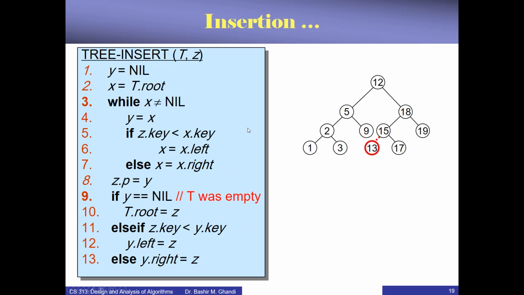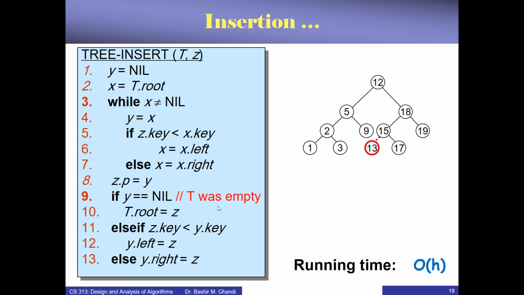So this is the insertion algorithm. First, you have to find the location to insert using a loop, and then the rest is just to do the necessary assignment. The only thing to remember is, in addition to setting the left or the right of the parent, we also have to set the parent of the new node. The new node z will have a parent, which is going to be y. This is the first thing we did. z dot p becomes y.